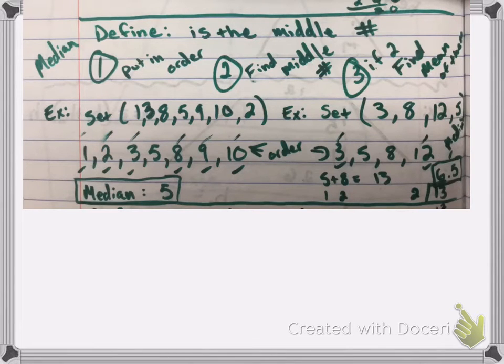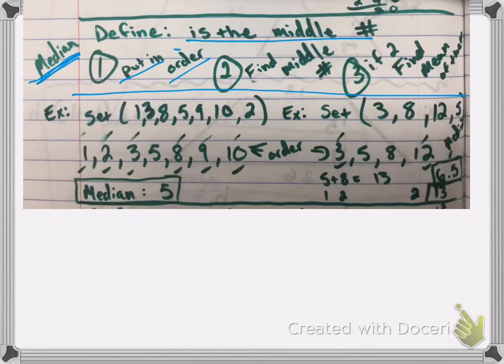All right, median. The definition of the median is the middle number. If you drive down the road, in the middle of the road, there's what is called a median. And so it's in the middle. To find the median, you have 3 steps. First, you have to put them in order from least to greatest. You can put them in order from greatest to least, but I would put them in order least to greatest.